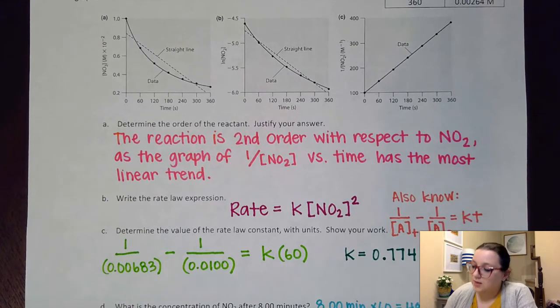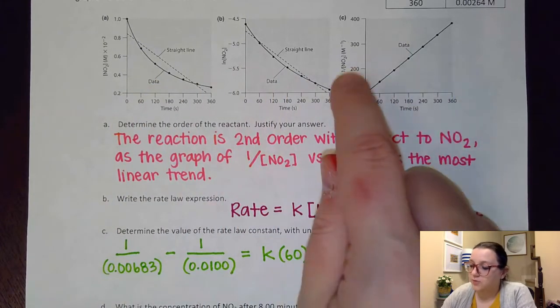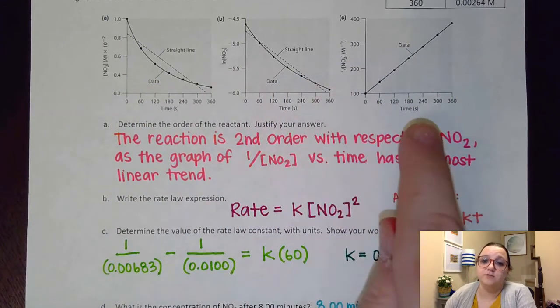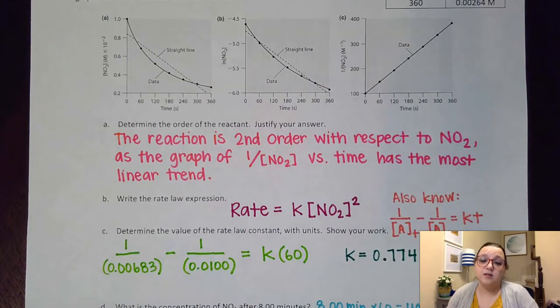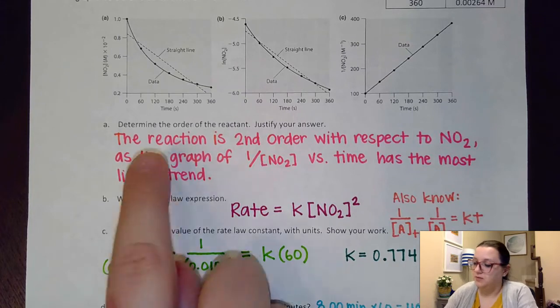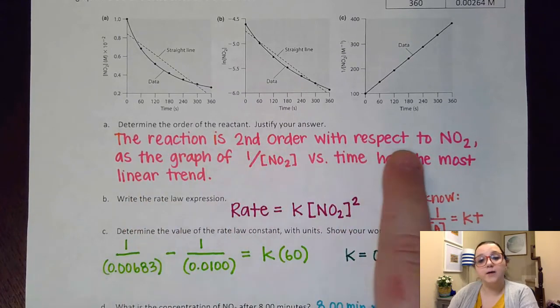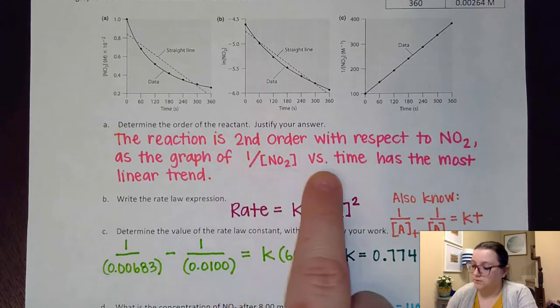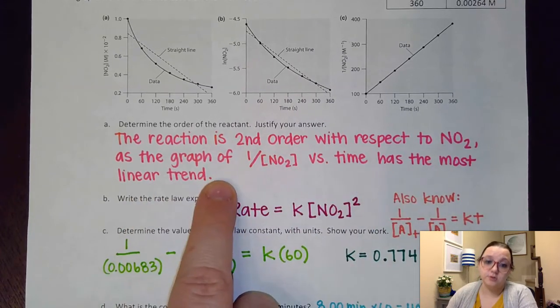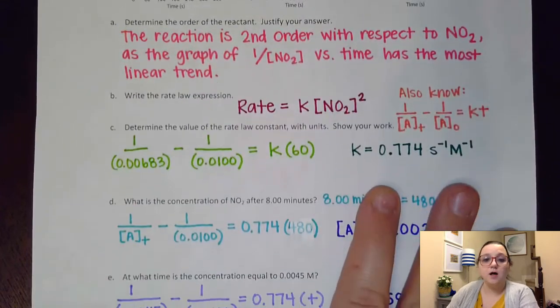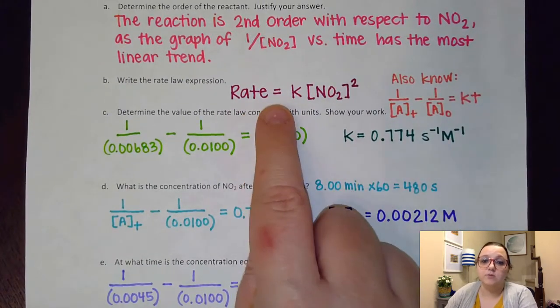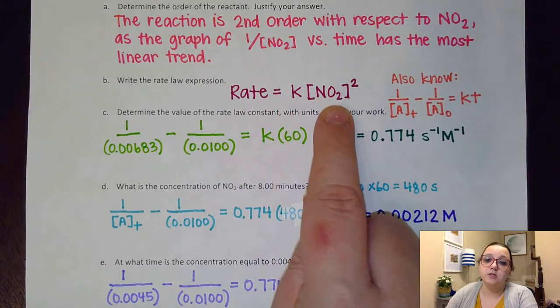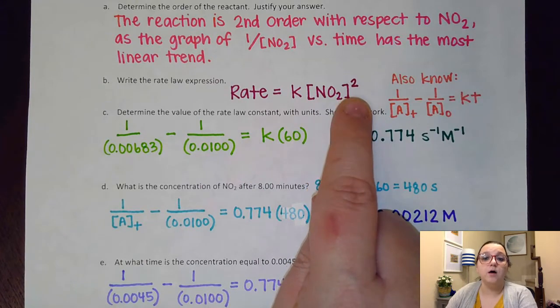Well, looking at my graphs, I noticed that the 1/concentration versus time graph is the straight line, and so therefore it would make sense that this is second order. So I said the reaction is second order with respect to NO2, as the graph of 1/[NO2] versus time has the most linear trend. So then my rate law expression is rate equals k, my concentration of NO2 raised to an order of 2.